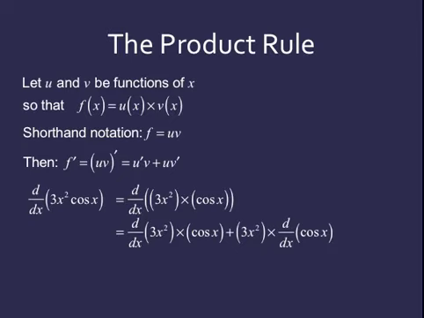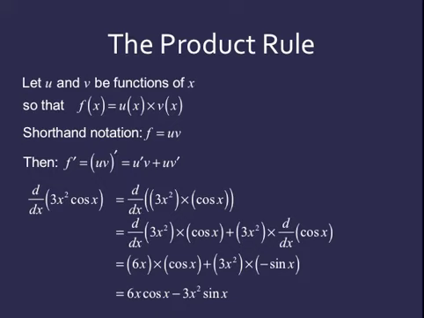Now if we take the differential of the two bits there, we end up with 6x multiplied by cos x plus 3x² times minus sin x. Now it gives us the final result of 6x cos x minus 3x² sin x.